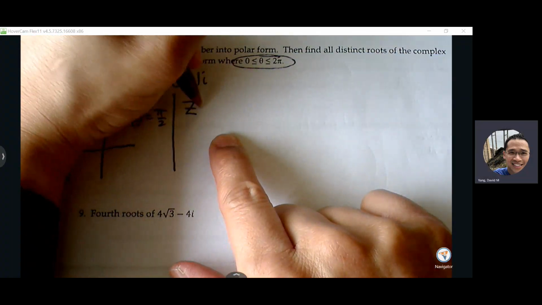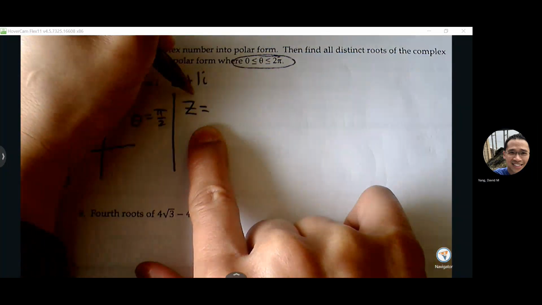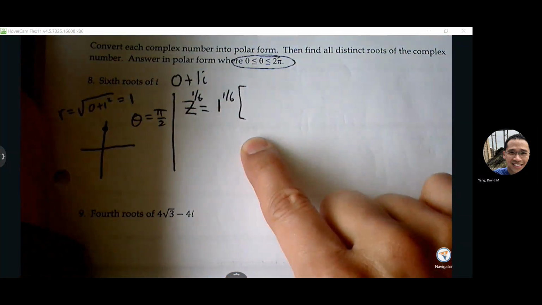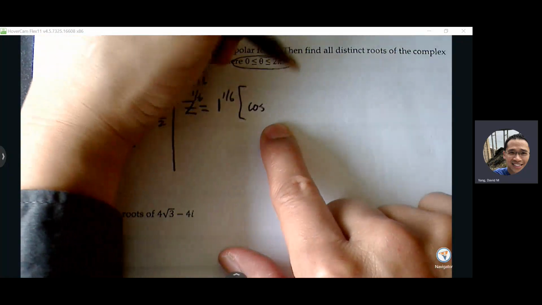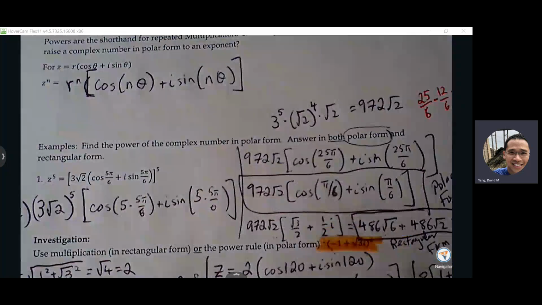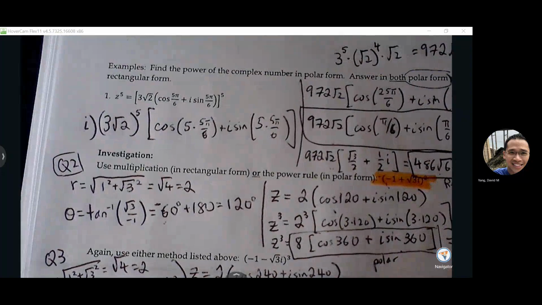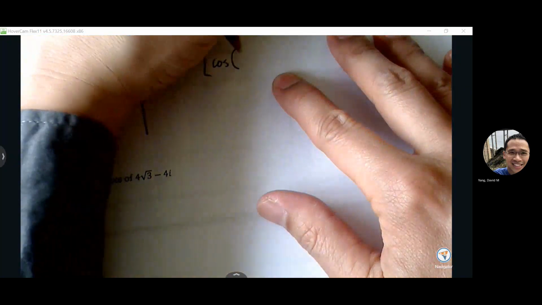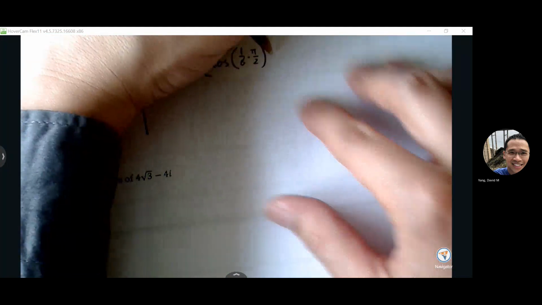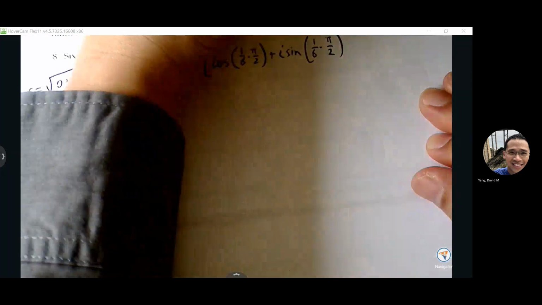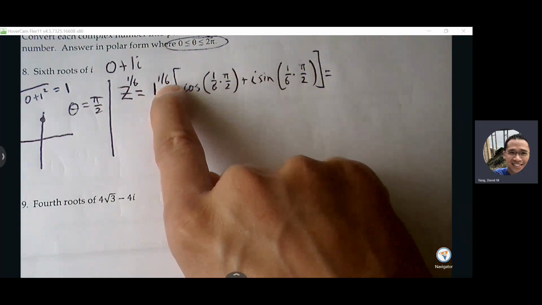Okay, so we know our solution is going to be z equals, at least one of the solutions. Remember, this is a 6th root, so we have to raise it to the 1/6. So we have 1 to the 1/6, and then we do cosine of... I think in this case, maybe it's easier to do 1 over n times theta, so you're not dealing with a complex fraction. So 1/6 times pi over 2. Let me just drop that 1/6. 1 raised to anything is always just 1, so that's going to make it easier here.